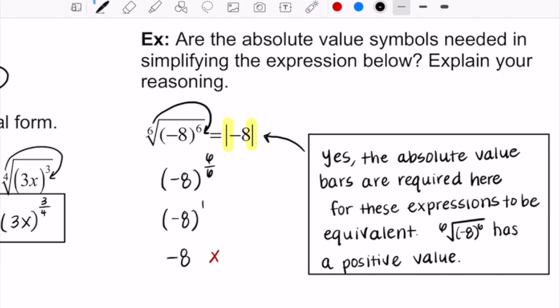The sixth root of -8 raised up to the sixth power has a positive value, and so in order for that original expression to be correct, you would need the absolute value bars around the -8 to make those two expressions be equivalent to one another.